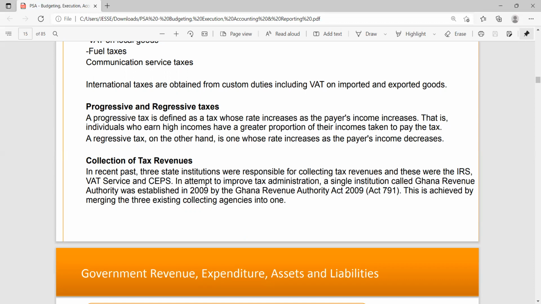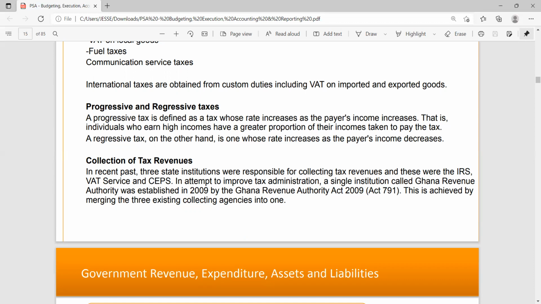It's one whose rate increases as the payer's income decreases. So it's regressive in nature. It's one whose rate increases as the payer's income decreases. So that's the difference, right?